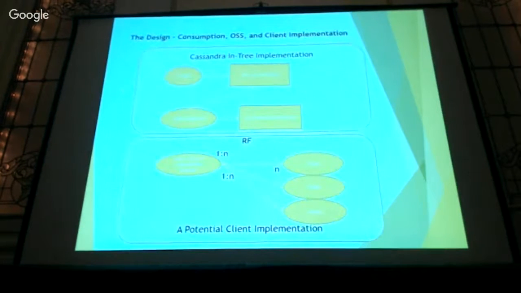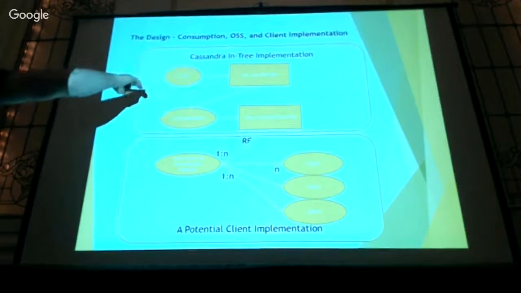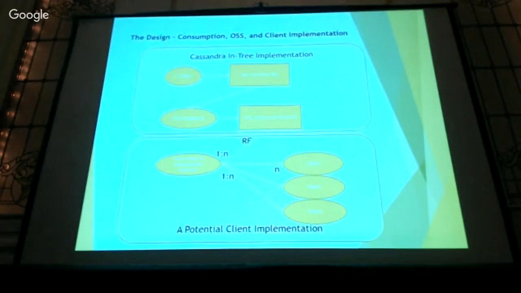So here's an overview of what the design looks like for a CDC pathway from a Cassandra node down to clients. The top half I have is our in-tree Cassandra implementation, and the bottom half is what a client could potentially write to this. So right now, V1 is basically this top half. The Cassandra node will put commit log segments that have CDC data in them into this CDC raw directory. And that data will basically live there.